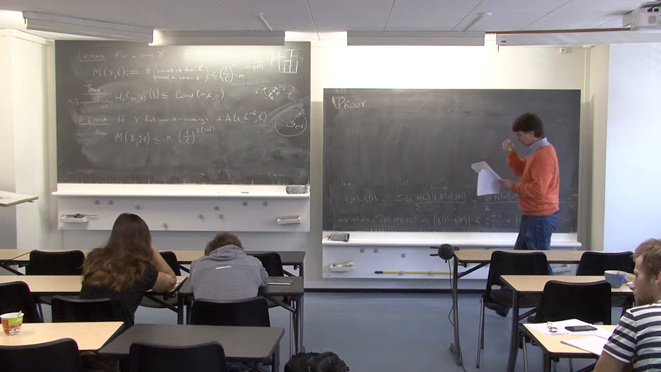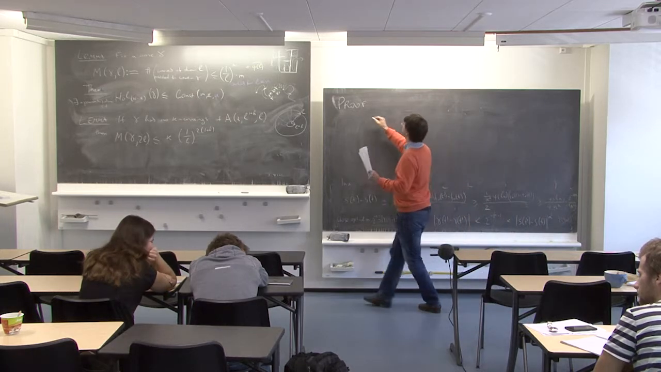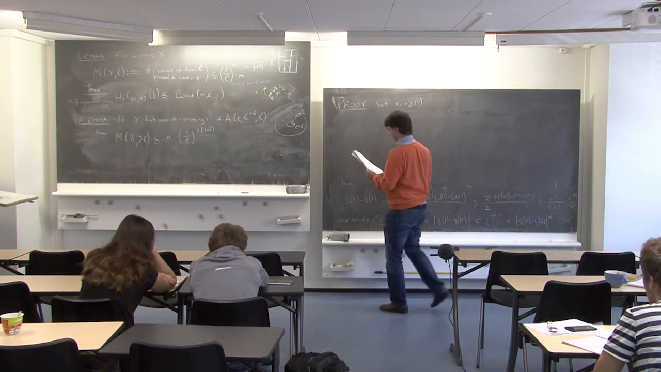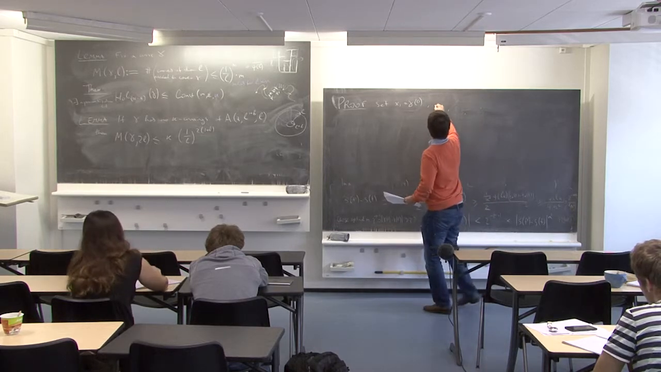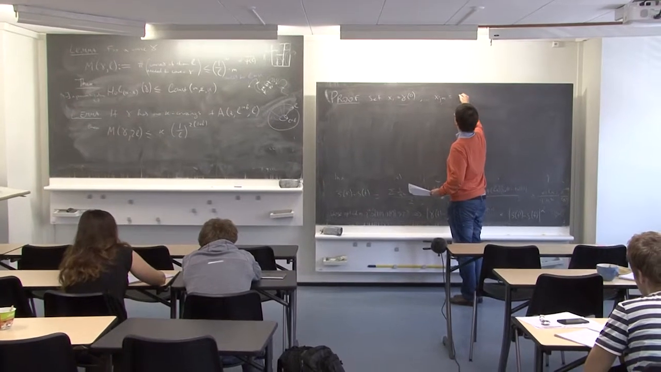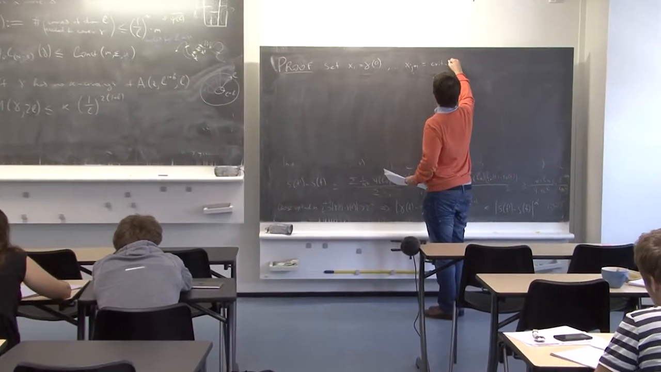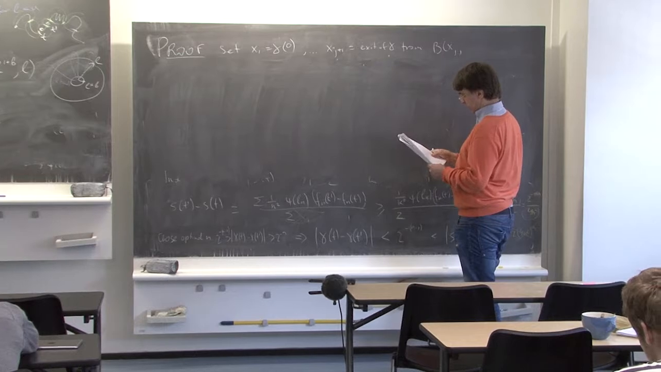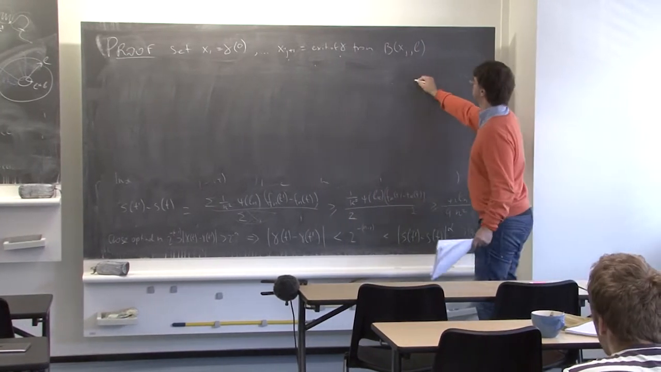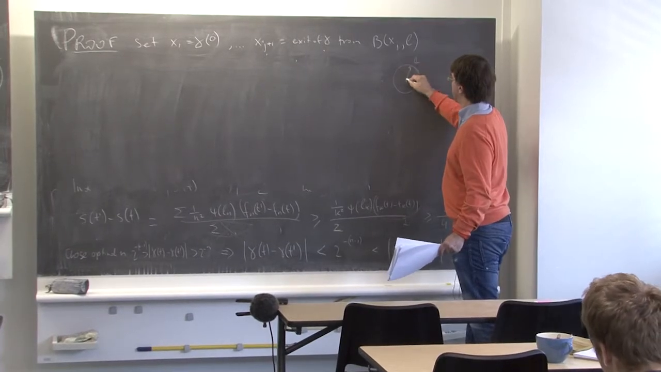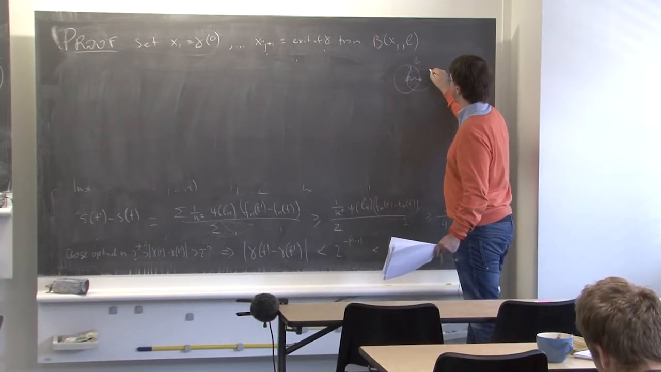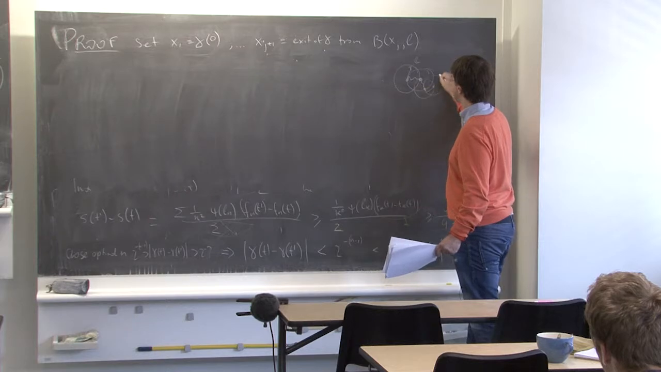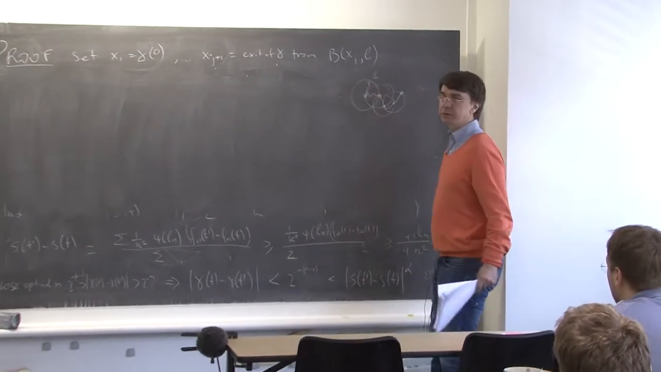So we start with our usual parameterization. Set x1 to be gamma of 0. And set x_{j+1} to be the exit of gamma from the ball around x_j of radius, let's say, L. So basically, we start with a point, draw a ball of radius L. We go till we exit, draw a ball of radius L, we go till we exit, draw a ball of radius L, and so on. So this is how we generate our points.